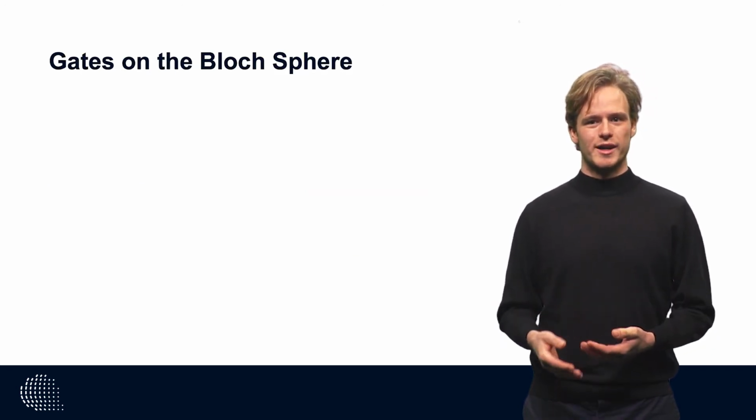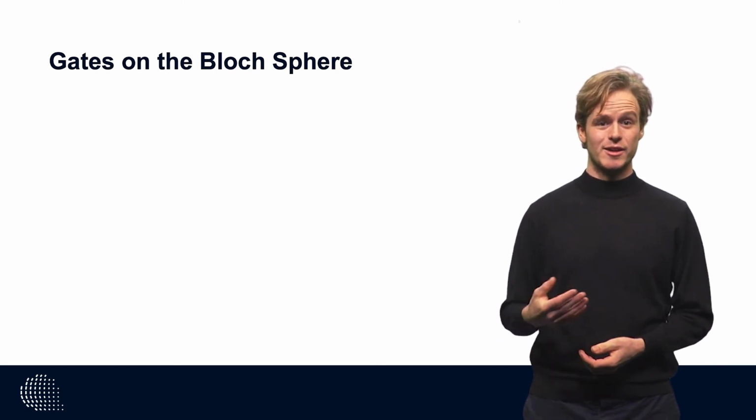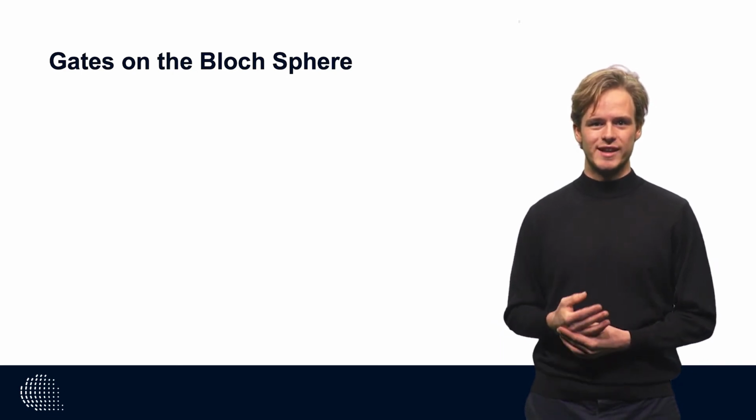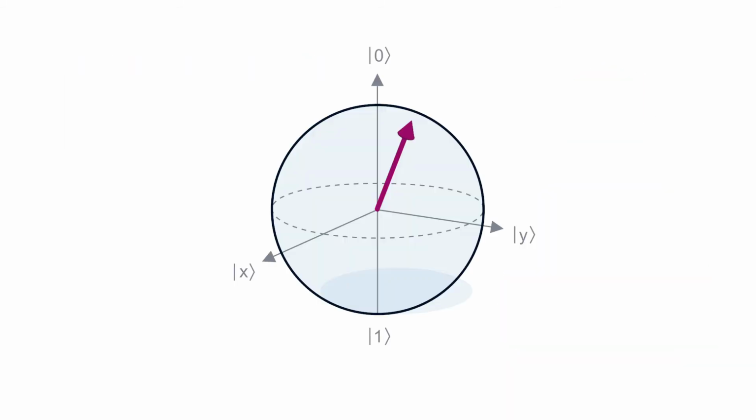One reason why the Bloch sphere is such a useful tool is because it's easy to visualize gate operations on a qubit. Gates are represented as rotations on the Bloch sphere. Let's look at an example. Suppose we have the qubit state 0 and we want to perform an X gate. The X gate is also called the bit flip gate. It brings the 0 state to the 1 state, and on the Bloch sphere, the X gate is equivalent to a rotation of pi around the x-axis.